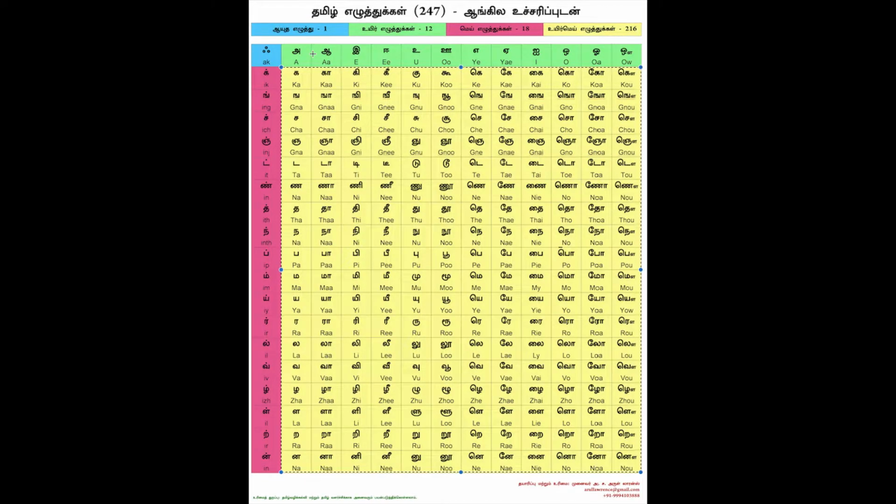உயிரெழுத்துக்கள், மெய்யெழுத்துக்கள், உயிர்மெய்யெழுத்துக்கள். So this is a parent, this is a parent. உயிரெழுத்து, மெய்யெழுத்து, உயிர்மெய். So it's the junction, the fusion of உயிரெழுத்துக்கள் and மெய்யெழுத்துக்கள். Okay? So 216. If you do the math, you have 12 plus 18 plus 216, that's 246, plus 1.